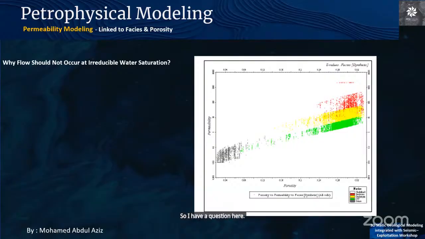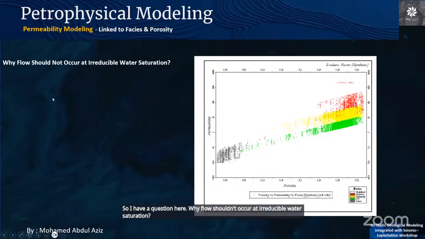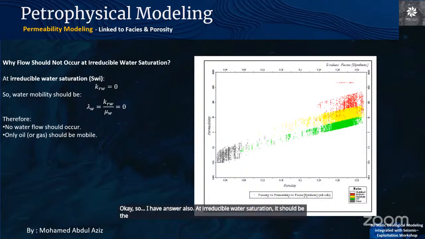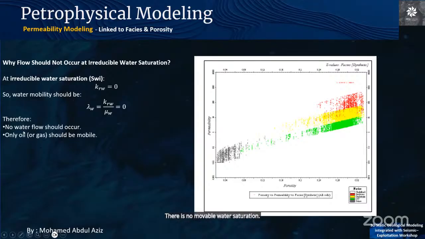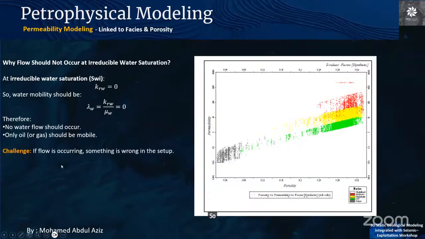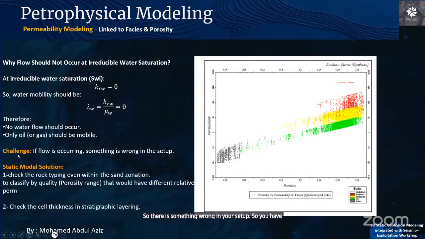So I have a question here. Why shouldn't flow occur at irreducible water saturation? I also have the answer. At irreducible water saturation, the water mobility should be zero. There is no movable water saturation, because no water flow should occur. Only the oil and the gas should be mobile. So the challenge here: if the reservoir engineer tells you, I have a flow, then there is something wrong in your setup. So here is my solution, the static model solution.